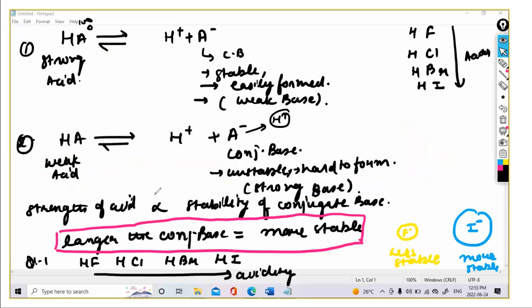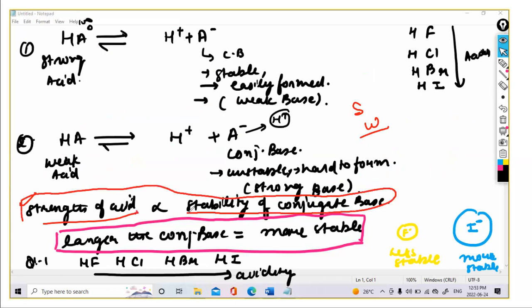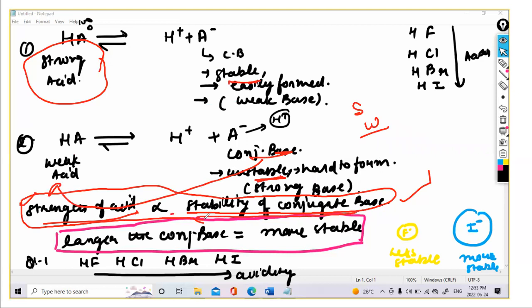Now, the next thing we want to learn about is the strength of acids. We were saying it is a strong acid, it is a weak acid. So how do we decide that? The acidity strength of an acid is directly proportional to the stability of the conjugate base. If the conjugate base is very stable, then your acid strength is very high. If the conjugate base is unstable, then your acid strength is weak. So the strength of the acid directly depends upon the stability of the conjugate base.